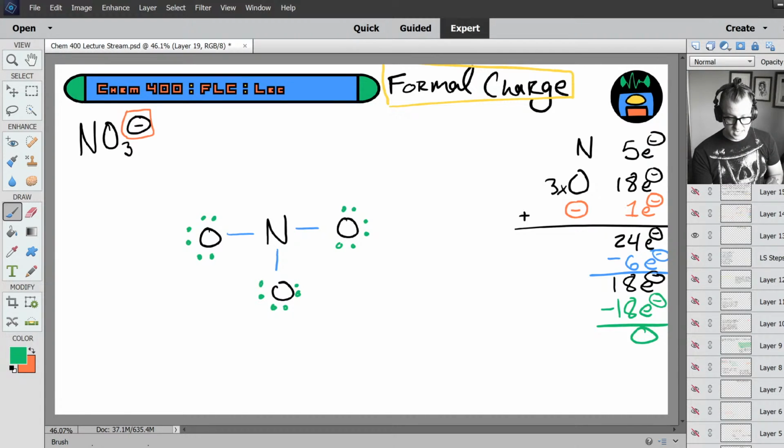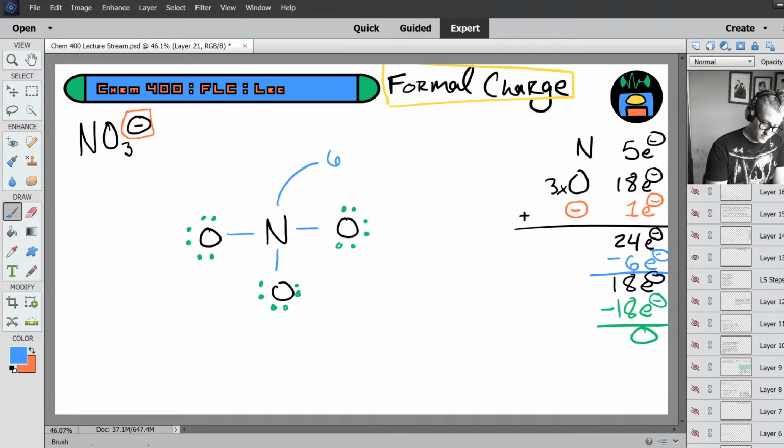Every oxygen has a full octet, but nitrogen is still out in the cold. You'll notice that for nitrogen, it has access to 6 electrons. It needs 8, so we need to take 2 of our electrons off of an oxygen, it doesn't matter which one, and turn that into a double bond. And now nitrogen has 8 valence electrons.